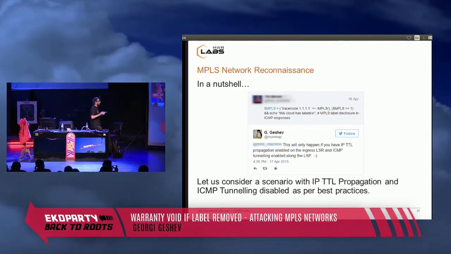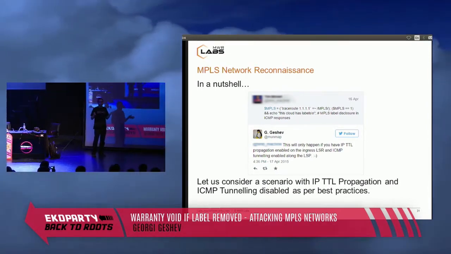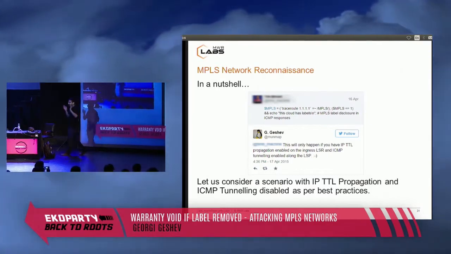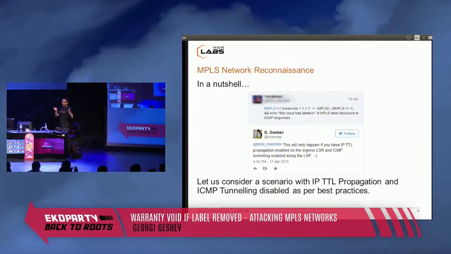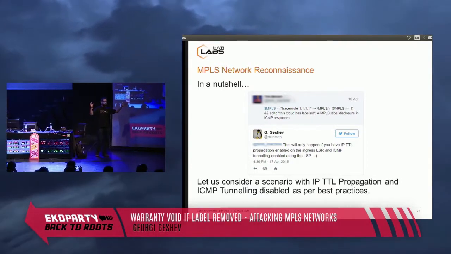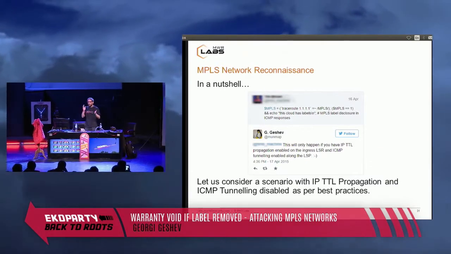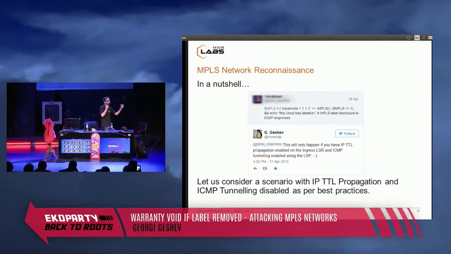In this talk, I consider a scenario where the MPLS network is configured according to best practices: TTL propagation is disabled at the edge of the network, and ICMP tunneling is disabled along the LSP. So basically, there is no way for us to generate ICMP error messages and get them back.